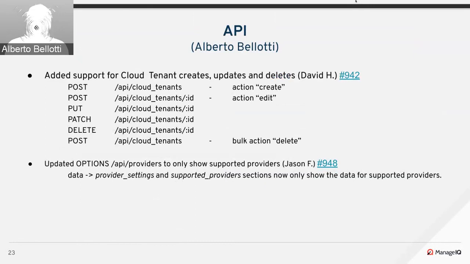Jason fixed the options for API providers so that when we return provider settings and supported providers, we only show the data for supported providers. Next slide, please.